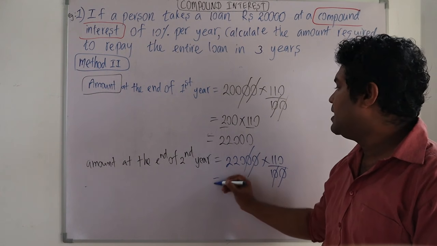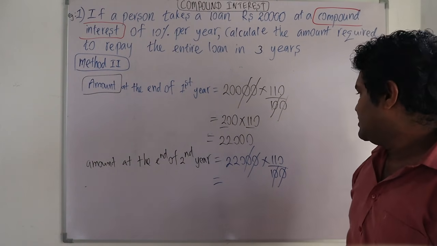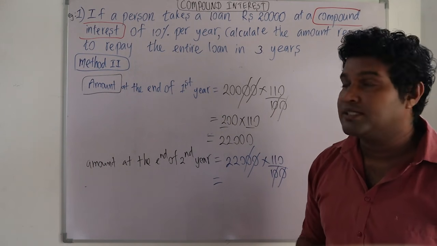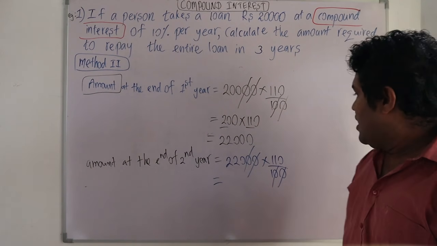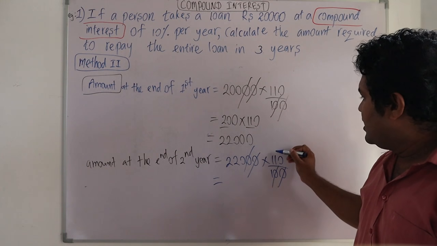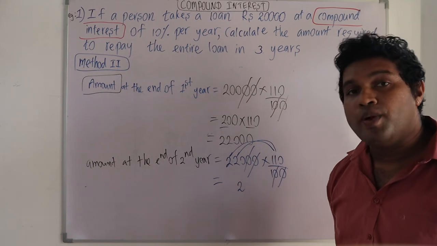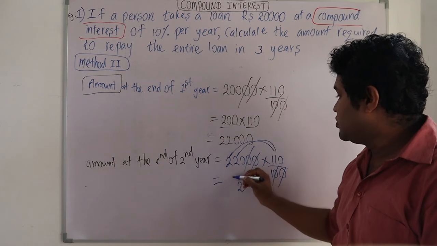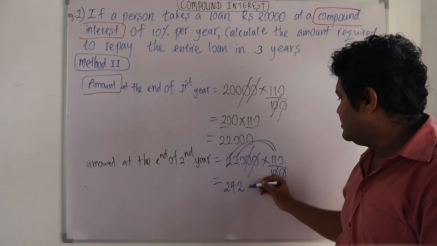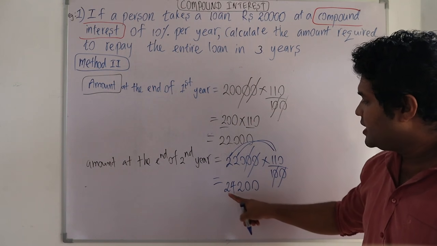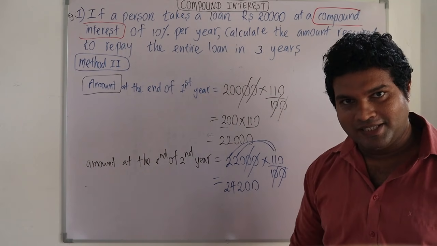Because we are considering the amount, not an interest. That's why we have to use 110% when we have 10%. Okay, we just multiply 11 times 2, 22. 11 times 2, 22, but 2 was remaining, 24. And 00. It was 24,200 rupees.